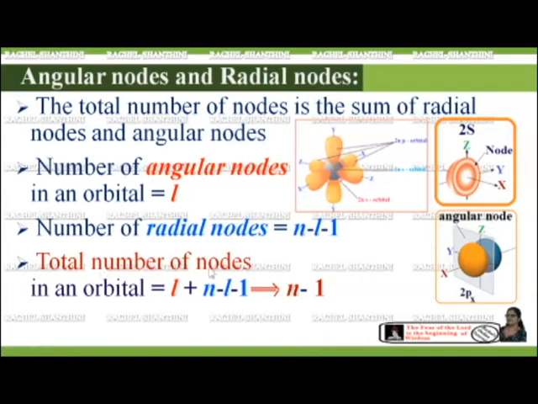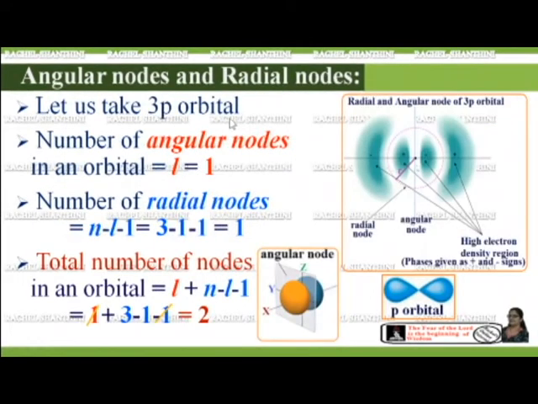The total number of nodes in an orbital is the sum of angular nodes and radial nodes, right? So it will be equal to L plus n minus L minus 1, which gives the expression n minus 1. So the total number of nodes in an orbital is equal to n minus 1. Let us understand this concept with an example.